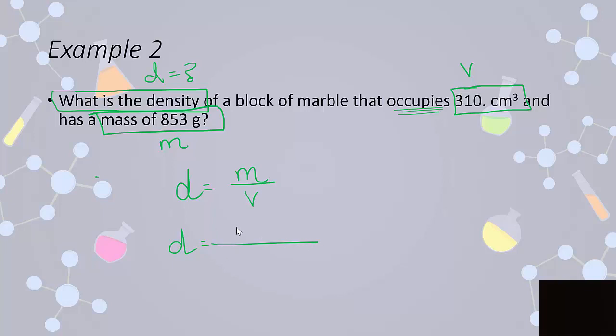The mass is 300 and, no, it's not, Miss Hammer. It's 853 grams. And the volume on bottom is 310. Now they wrote it with a decimal, so I should probably keep that. Centimeters cubed. Okay, so now let's do the math.